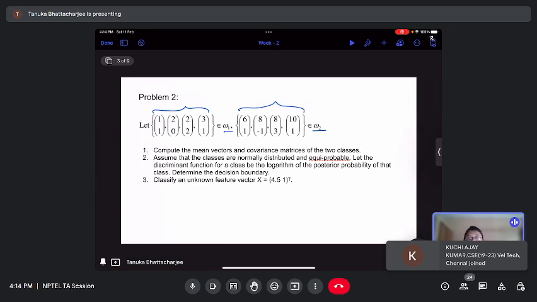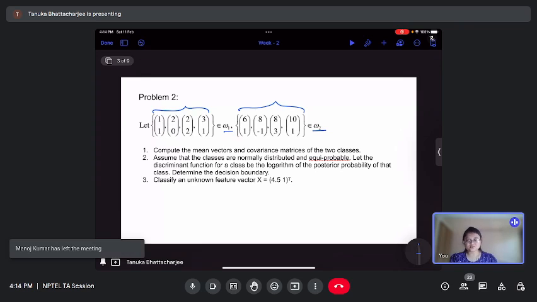So, the first part of this question says compute the mean vectors and covariance matrices of the 2 classes. This is very straightforward, I do not need to explain, I guess. First let us compute the mean vector. Can anyone compute the mean vector and tell us for both the classes? When you compute the mean vector of 4 data points, you just do the element-wise average.